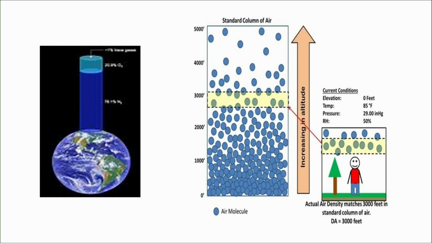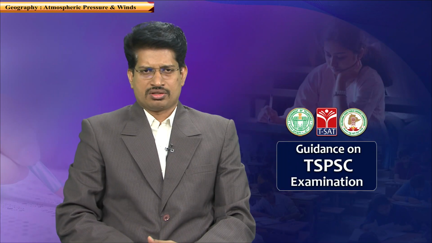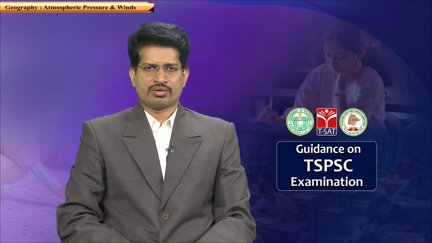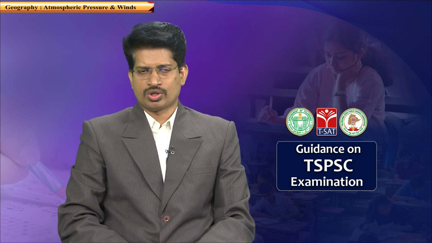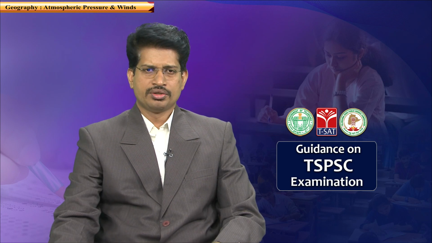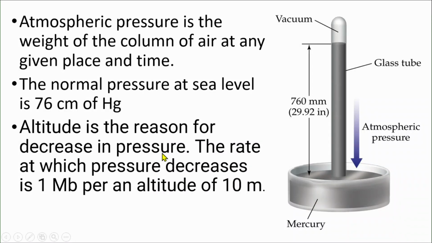So these are the factors. The first factor I mentioned is temperature, which impacts the atmospheric pressure. The second factor is density. The third factor is altitude. Altitude is a reason for the decrease in pressure. The rate at which the pressure decreases is 1 millibar per altitude of 10 meters. That is how the atmospheric pressure decreases with increasing altitude.